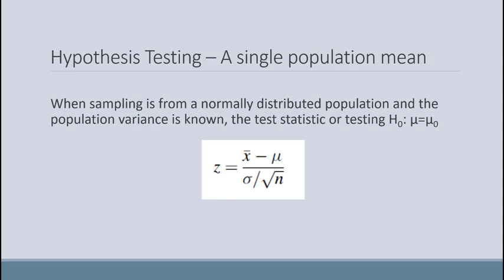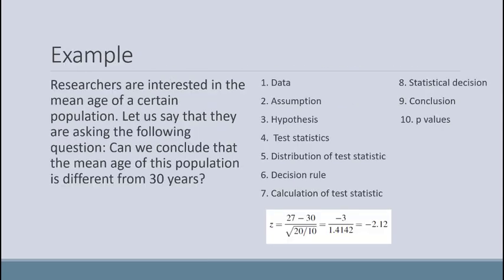Let's see an example, and I will walk you through the steps of hypothesis testing for a single population mean. Based on our knowledge of hypothesis testing, we reply that they can conclude that the mean age is different from 30 if they can reject the null hypothesis that the mean is equal to 30. Let us use the 10-step hypothesis testing procedure given in the previous section to help the researcher reach a conclusion.